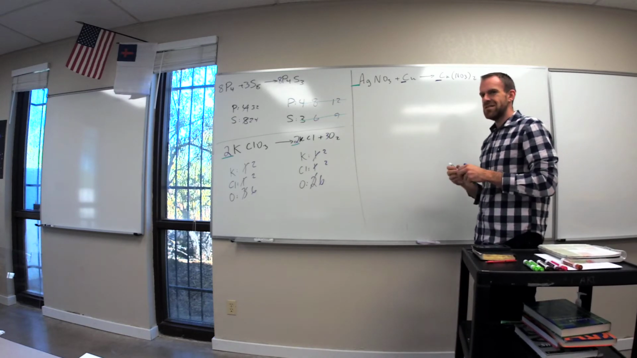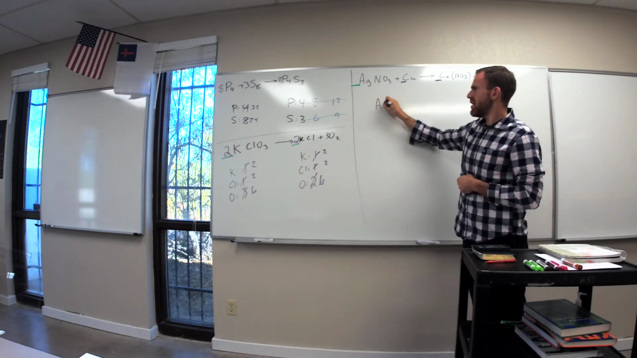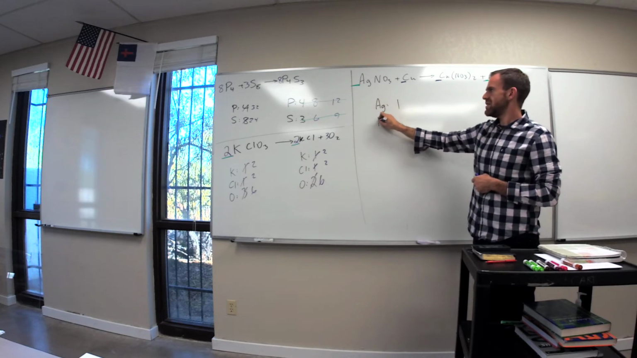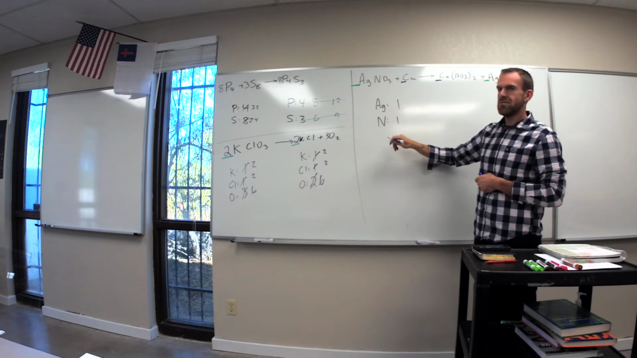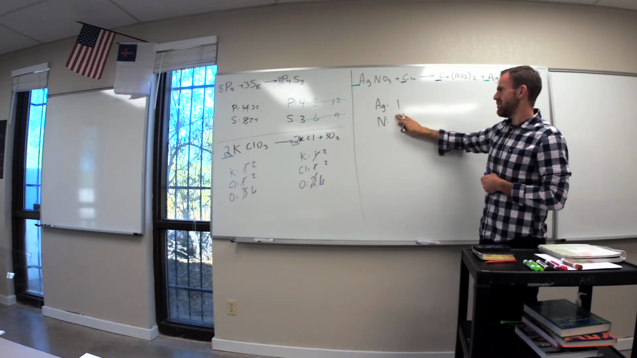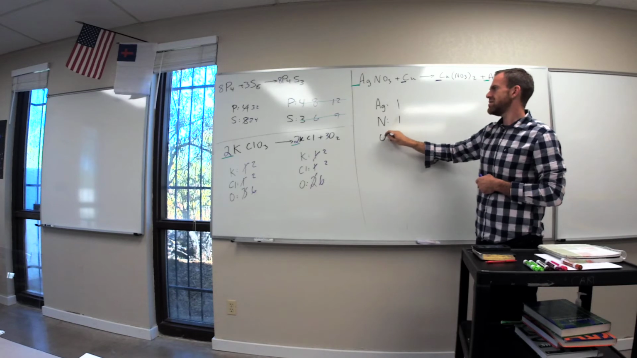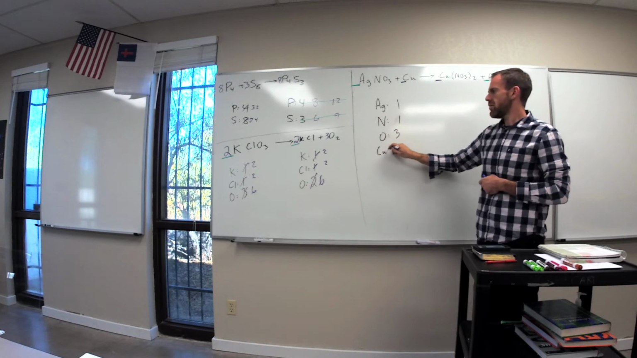Cool. Let's write out how many of each atom we have. You'll see it when I write out the table. How many silver do I have here? 1. How many nitrogen? 1. Let's try that again. How many nitrogen? 1. Oxygen? 3. Copper? 1.